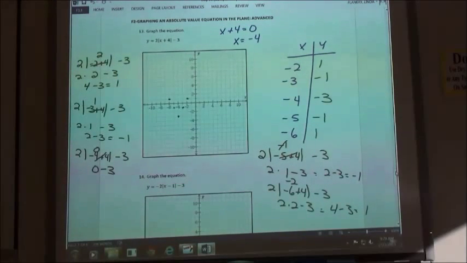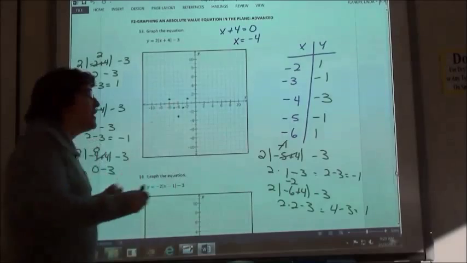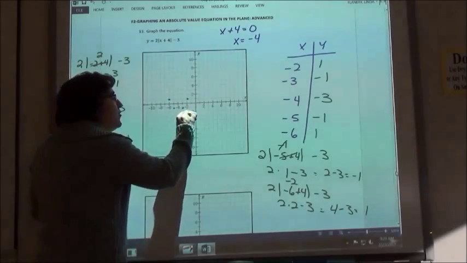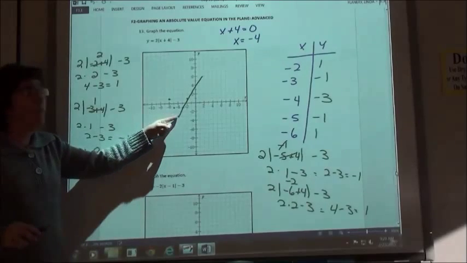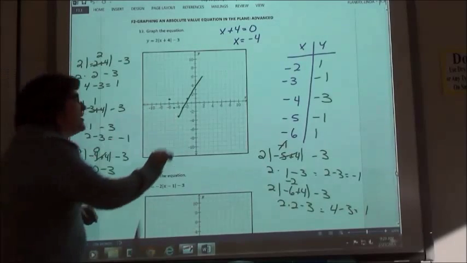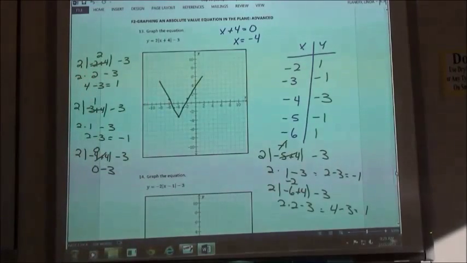And on ALEKS, instead of just letting you click the graph button like they do with the parabola and the cubic function, they're actually going to make you draw it. So what you're going to have to do is put the ruler on the vertex and one of the endpoints and draw your line from the vertex through that endpoint. And then put the ruler on the vertex and the other endpoint and draw a second line, so it looks like a V.